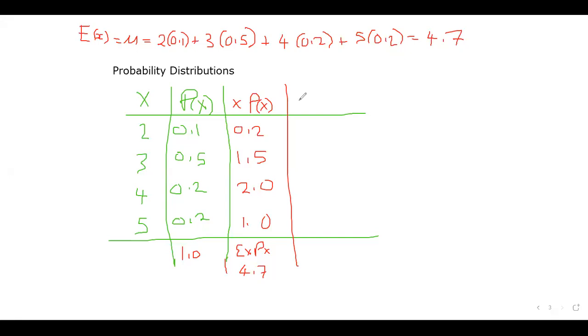Then we go to squaring these figures here. Square the values of x. We have 4 here. We have 9. We have 16. We have 25. Simply bring your probabilities here. Probabilities we have the following: 0.1, 0.5, 0.2, another 0.2.